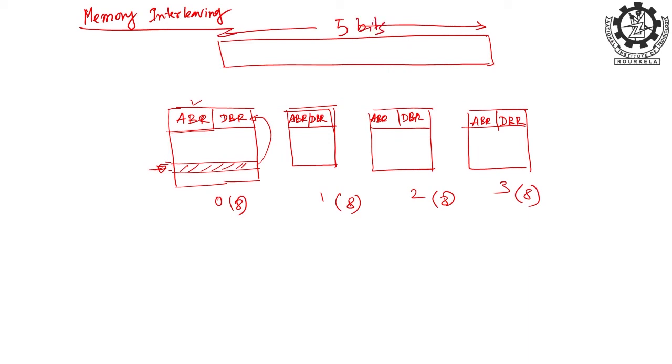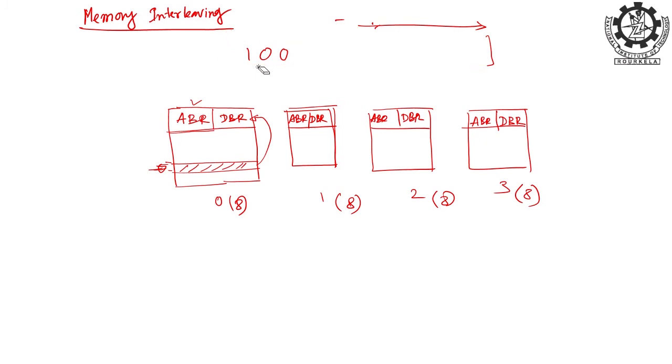So, these 5 bits will be divided into 2 parts. One will identify which memory module, and another one will identify the location within the memory module. Okay. Let us say you have a location like 1 0 0 and 1 0. So, first we have to identify which module.